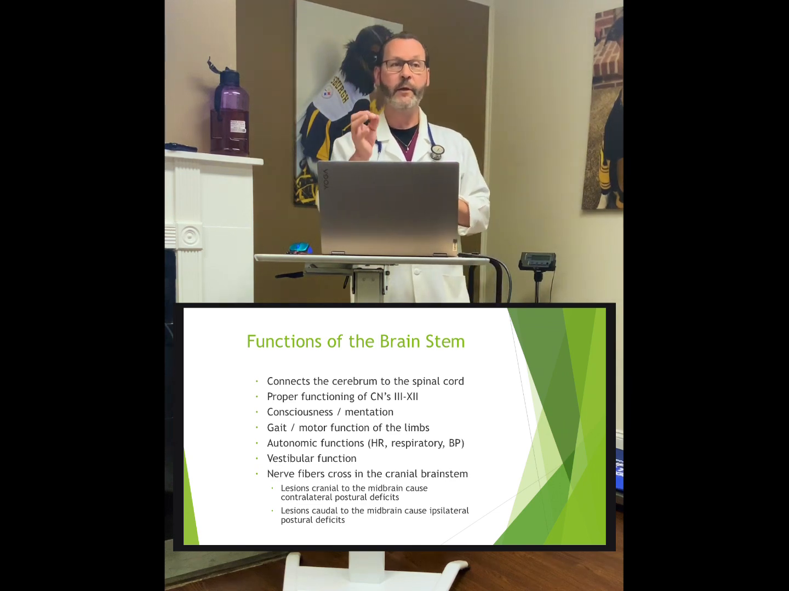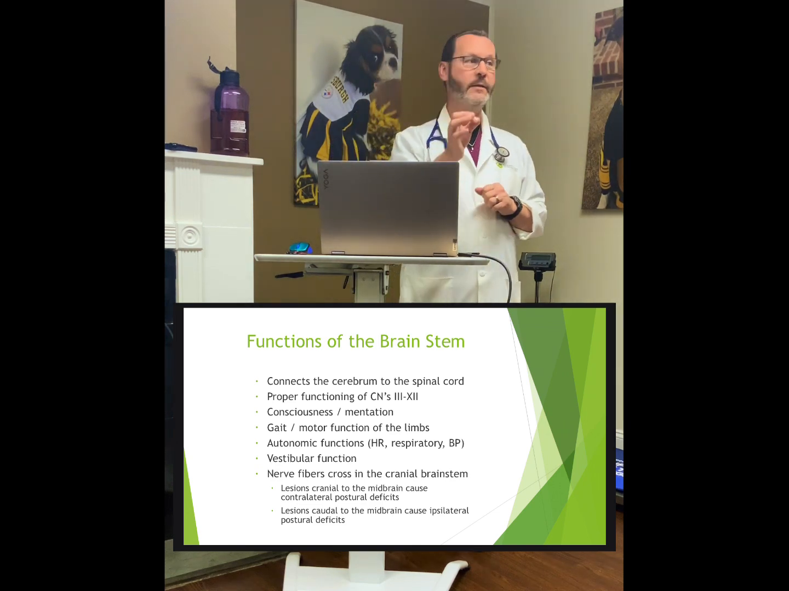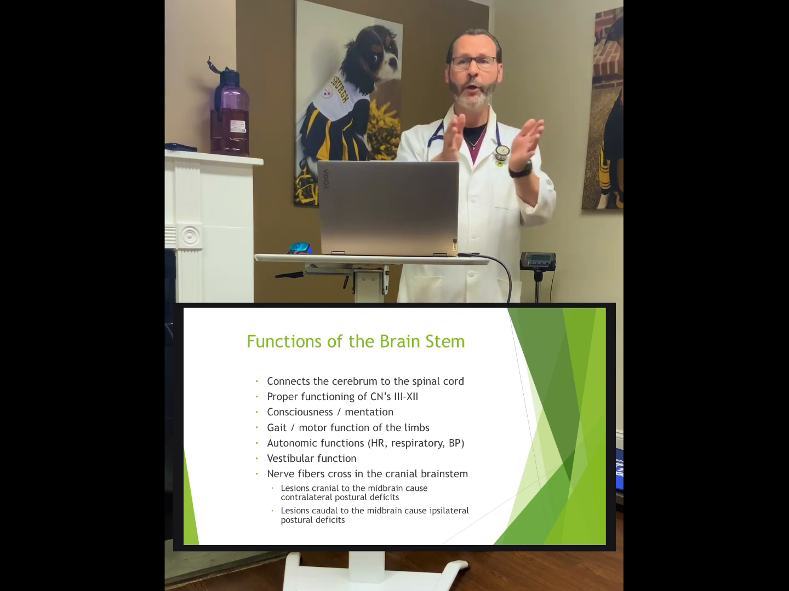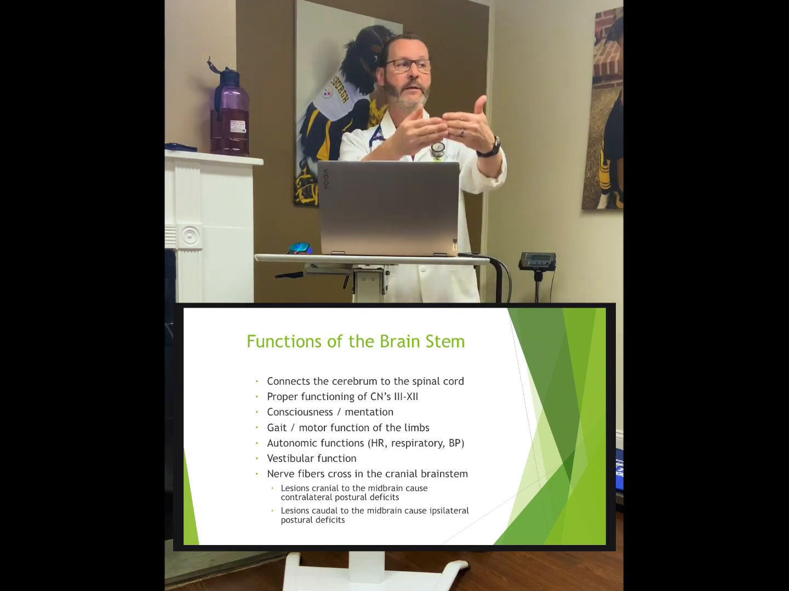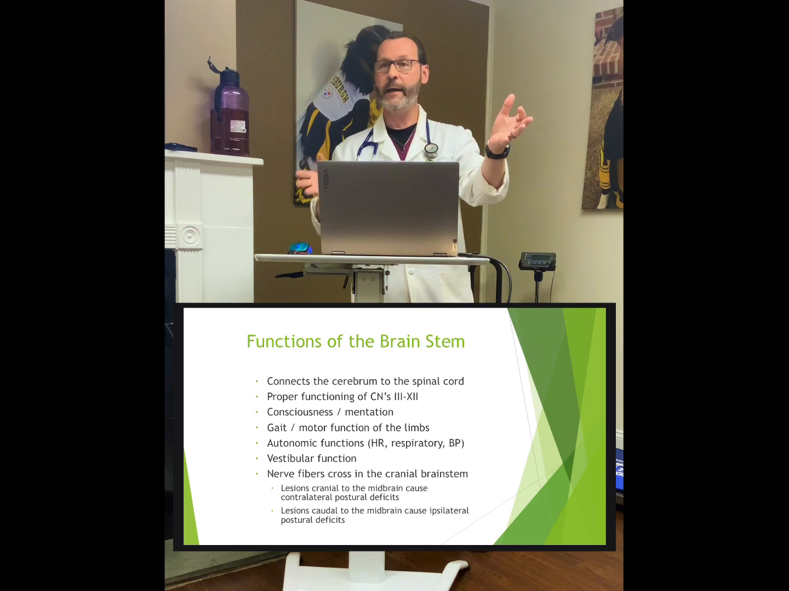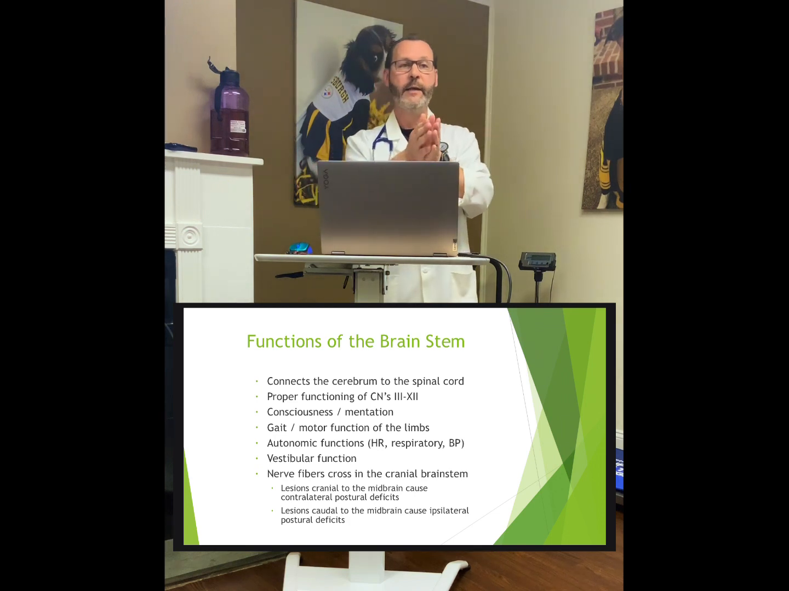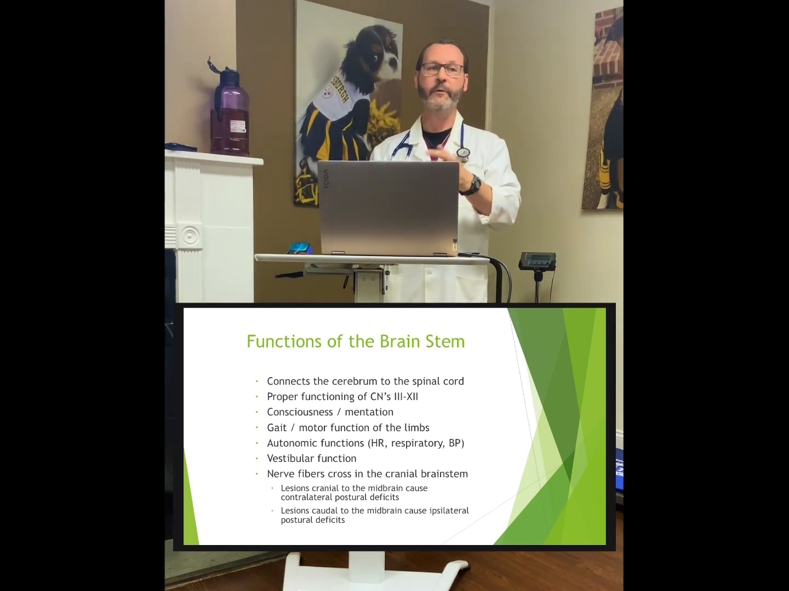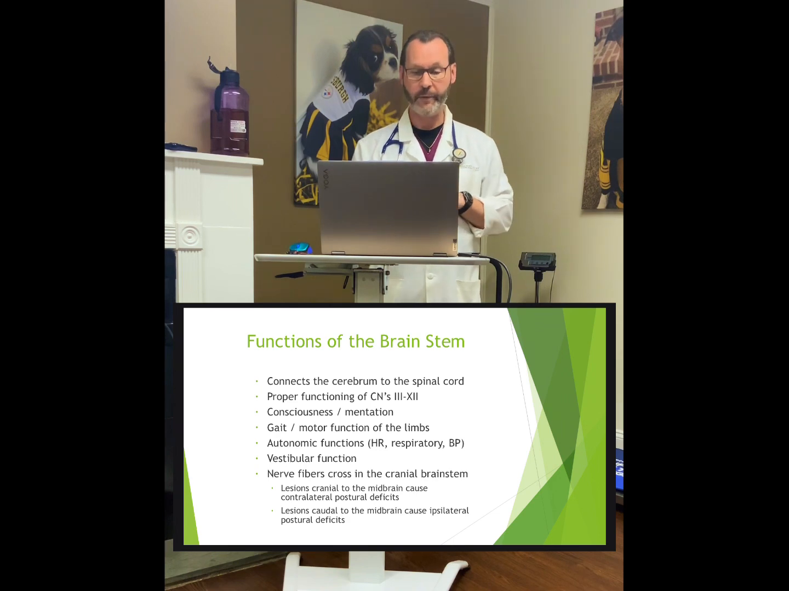And remember though, the nerve fibers in the cranial brainstem, the mesencephalon, are going to cross. So lesions in front of the midbrain are going to be contralateral in the limbs. And lesions in the caudal brainstem are going to be ipsilateral in the limbs. Okay, so we're going to remember that brainstem.